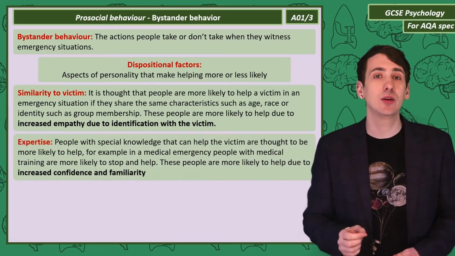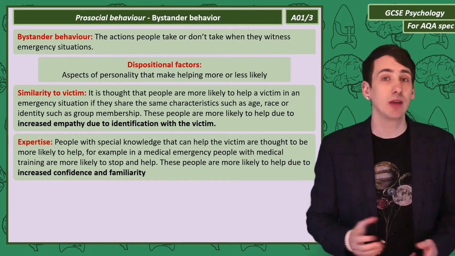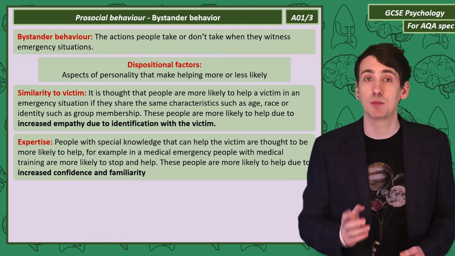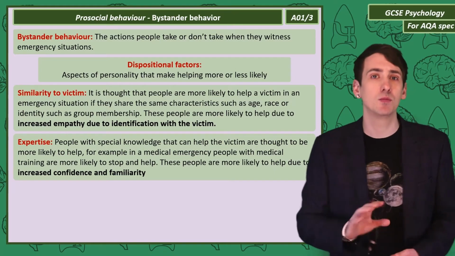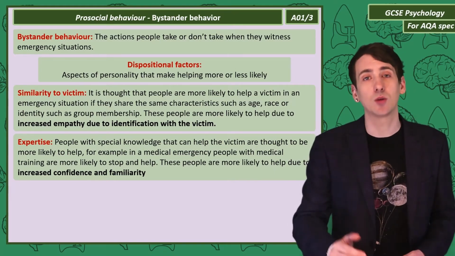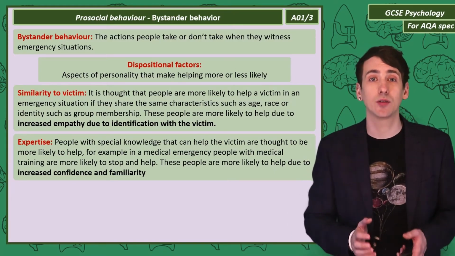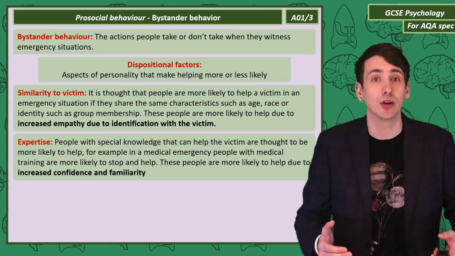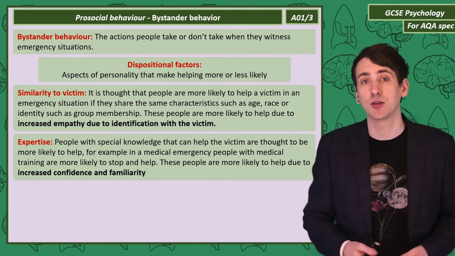Another trait is an individual's level of expertise. If in an emergency situation you have specialist knowledge that can help, such as medical training, you're more likely to offer help. This is thought to be because you have the training, so you're more confident, and you're more familiar in medical situations.